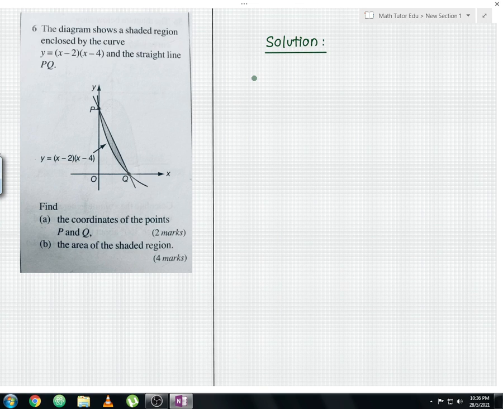Let us begin our discussion for the question part A, where they ask us to find the coordinates of the points P and Q. As you can see over here, point P is actually representing the y-intercept and point Q is representing the x-intercept. Okay, so let us begin with the y-intercept first. So we label our P as y-intercept.